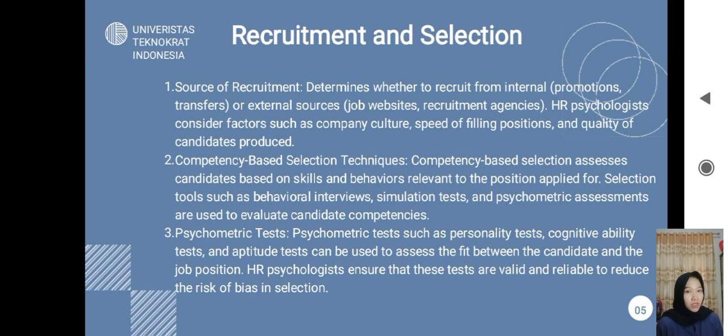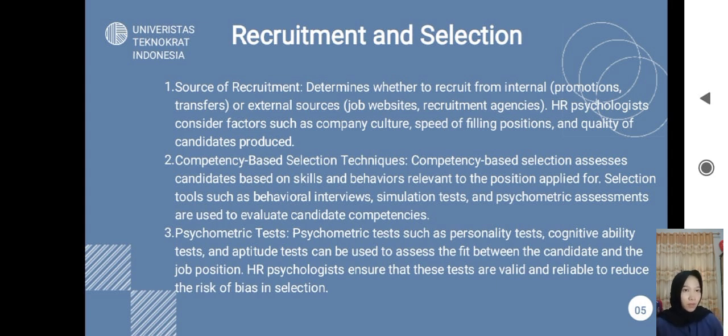The third is psychometric tests. Psychometric tests such as personality tests, cognitive ability tests, and aptitude tests can be used to assess the fit between the candidate and the job position. HR psychologists ensure that these tests are valid and reliable to reduce the risk of bias in selection.